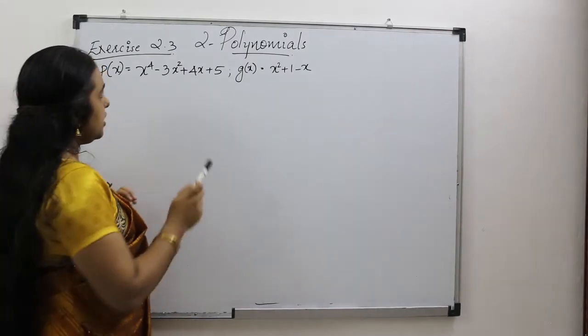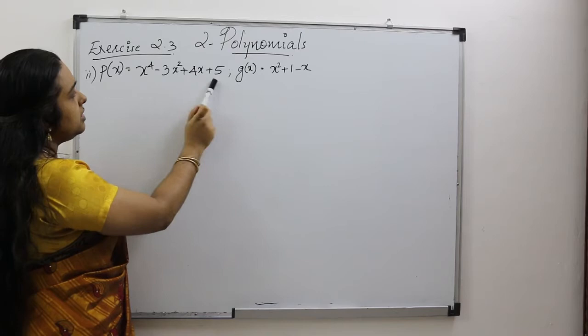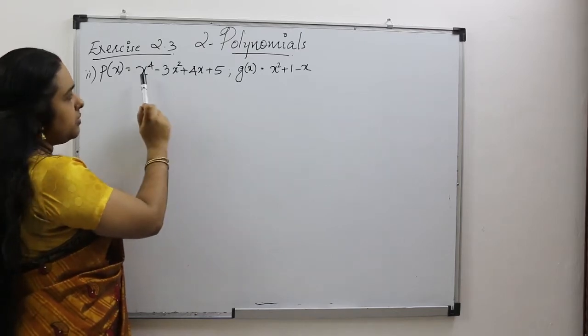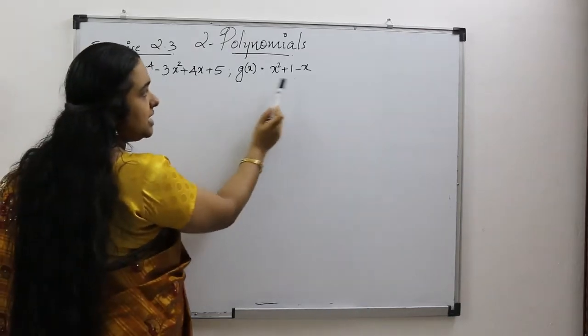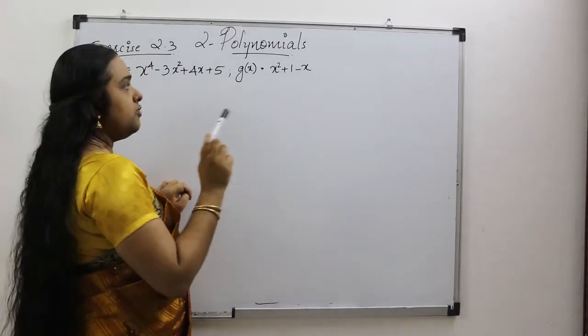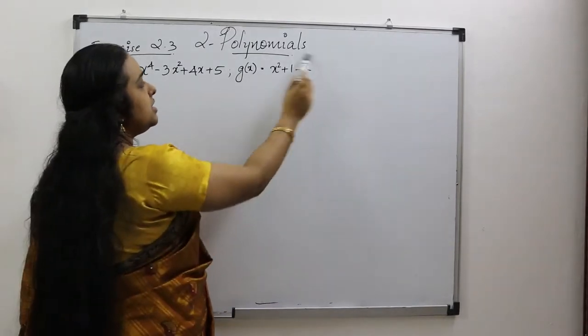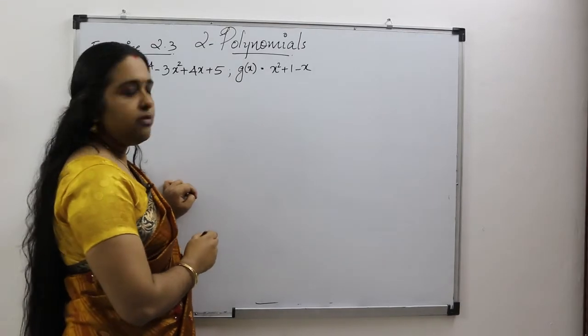One thing you have to note here: our p of x is in the general form, right? But look at g of x, is it in the general form? No. So first thing you have to do is write this g of x in its general form.